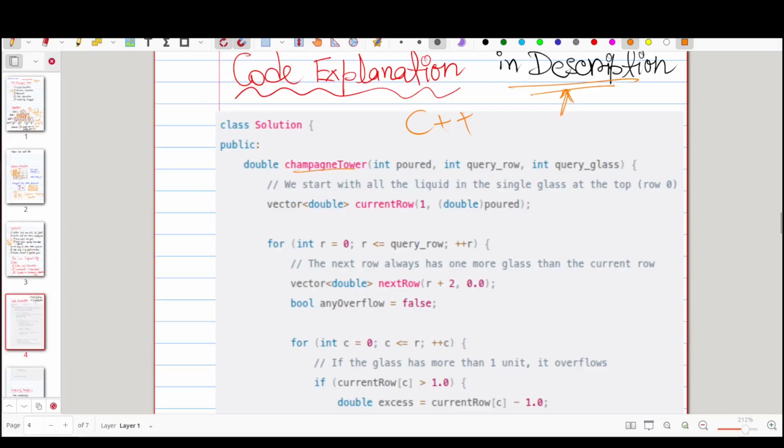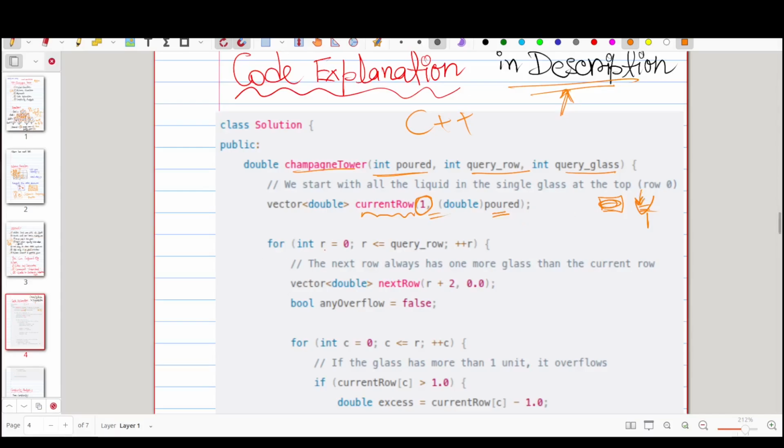This is the champagne tower function, and it has poured, how many glasses of water are poured, and query row and query glass. These are the arguments given. So first we take the current row to track the current row state, and we initialize it with 1 because in the first row only one glass is there, that's why it is 1, and fill all the poured glasses, that means we have filled over here.